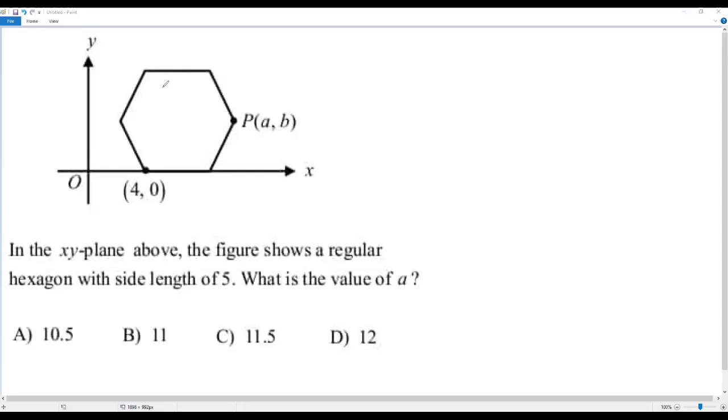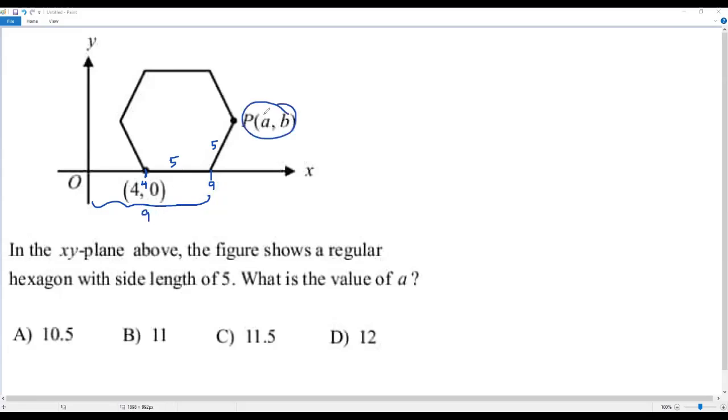Okay, so this is a regular hexagon. Regular hexagon means all the sides will be having equal length, and the side length is given, that is 5. So here the side length over here is 5, and here it's 5. So we know that this point is 4, 0. So then we'll have number 4 on the x-axis over here. And since this side length is 5, then we'll have number 9 over here, so that when I get the length from 4 to 9, we'll be getting 5. So this length from origin to this value, the length is 9.